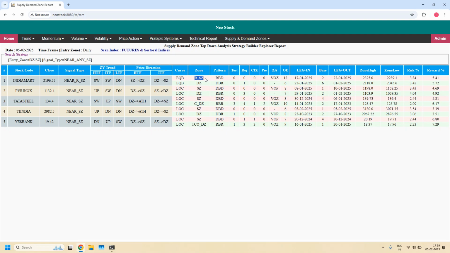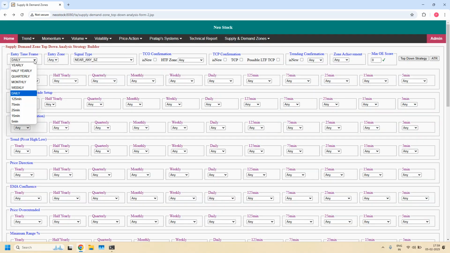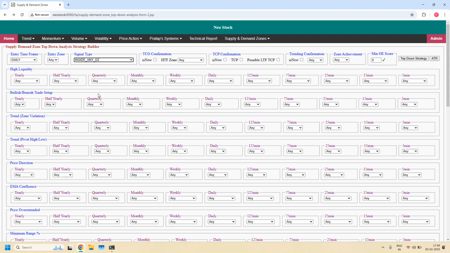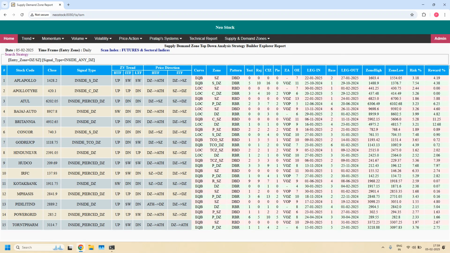India Mart is a daily high liquidity supply zone. That's it. We have only one high liquidity daily supply zone from this list. Okay. Next, for daily time frame, let us find the stocks where price closed inside the daily demand zone. So total 15 stocks are filtered.